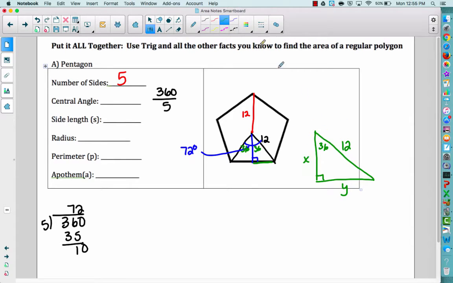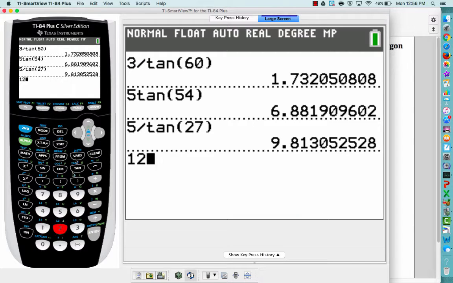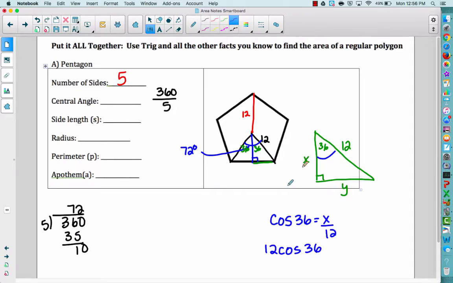I have the adjacent and the hypotenuse. I'm going to use cosine. So cosine of 36 equals x over 12, and I'm going to do 12 cosine 36, and that's going to give me 9.7. So this is 9.7, so my apothem is 9.7.